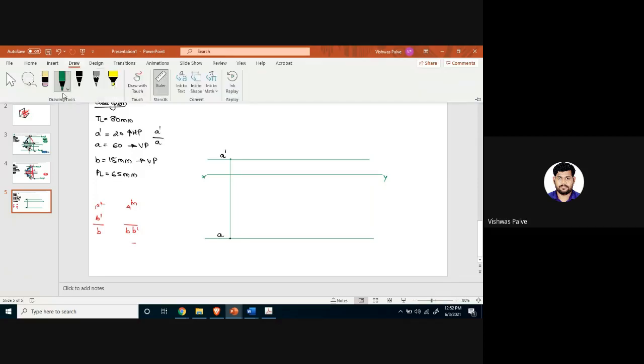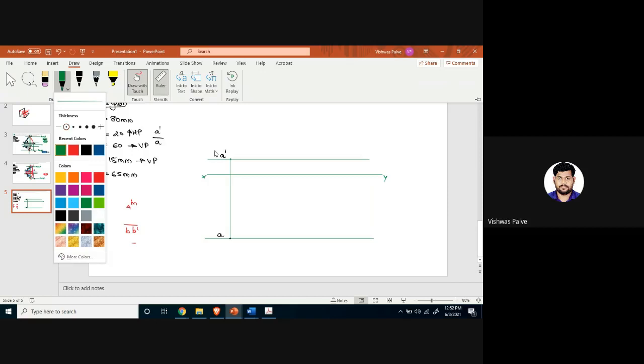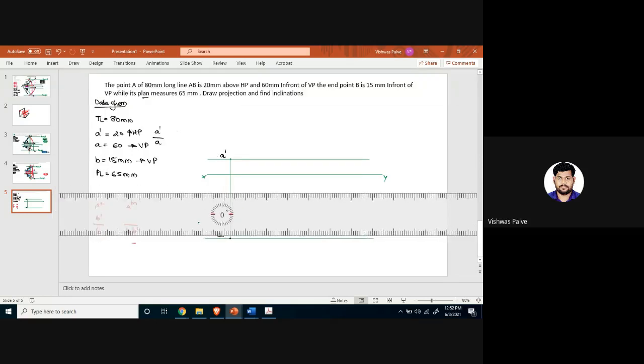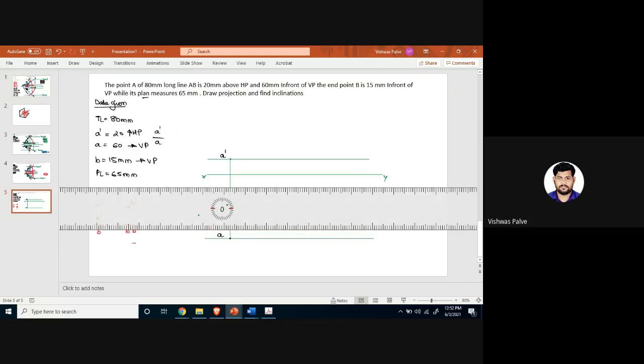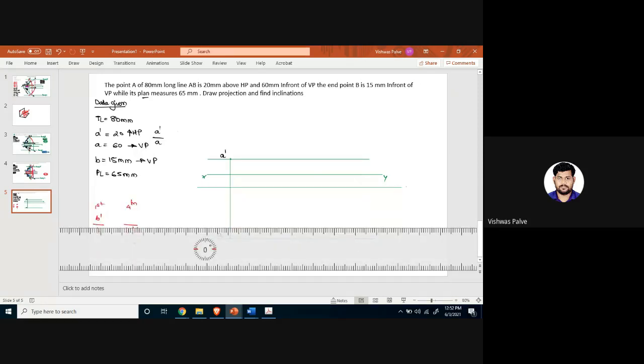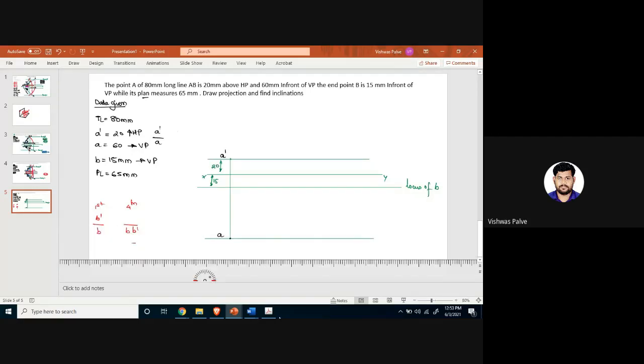We can draw it. In that case, you have to draw a 15 millimeter horizontal line, and this will represent my locus of B. This vertical distance will be 15. This distance will be 20. Here, this distance will be how much? 60. Any difficulty in drawing these 3 lines?